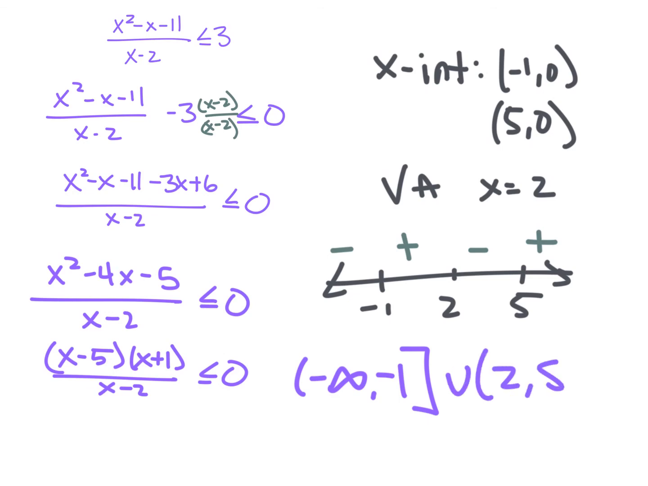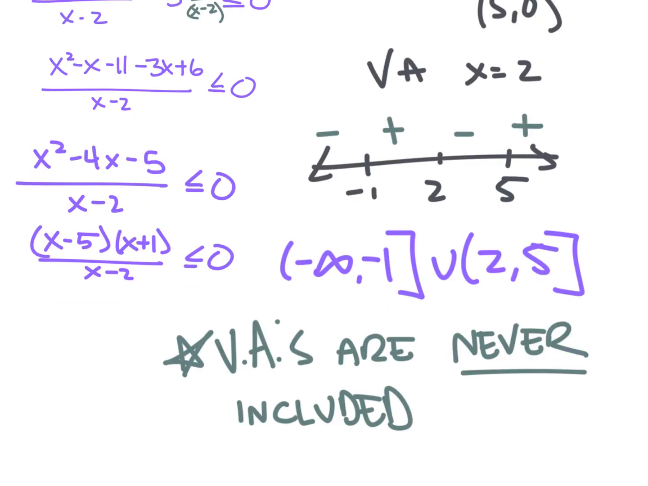2 to 5. Now you might be asking yourself, whoa, whoa, whoa. Why did negative 1 get included and 5 get included, but not 2? And that's because vertical asymptotes are never included, because you can never touch the vertical asymptote. All right, and that's how we solve rational inequalities.